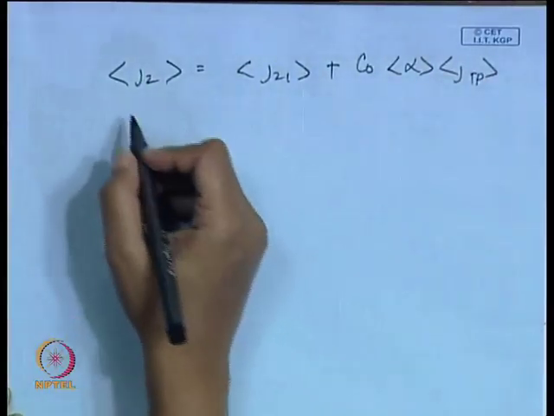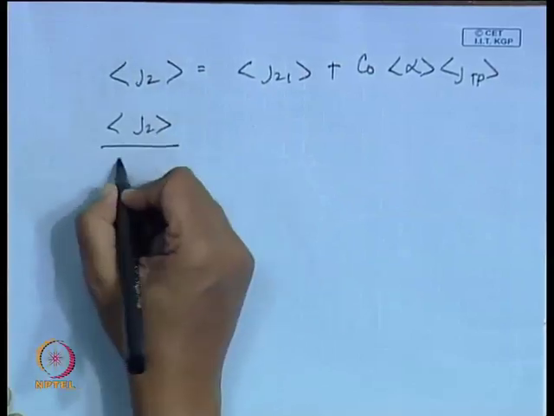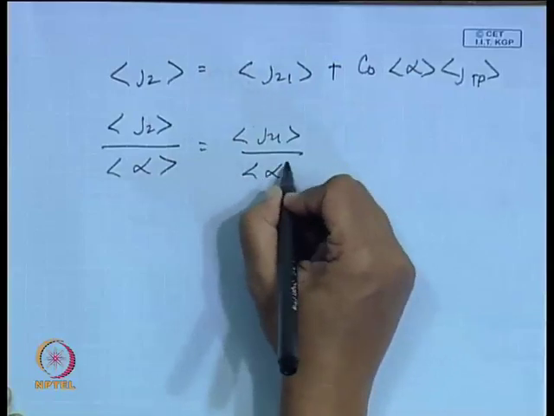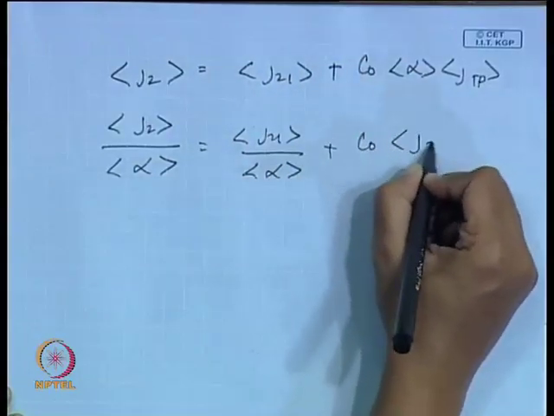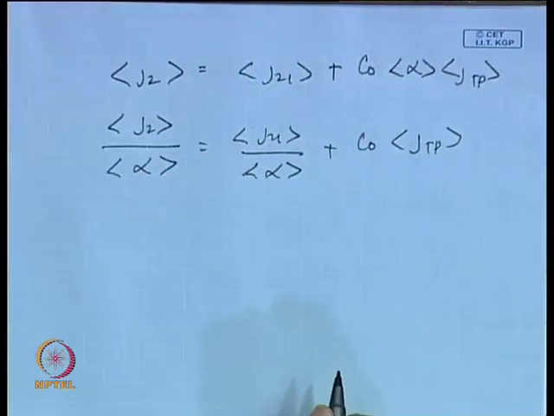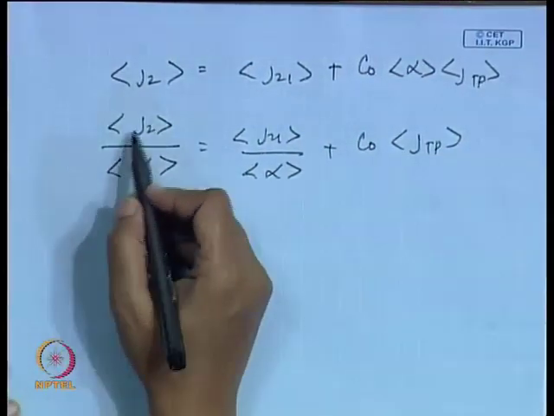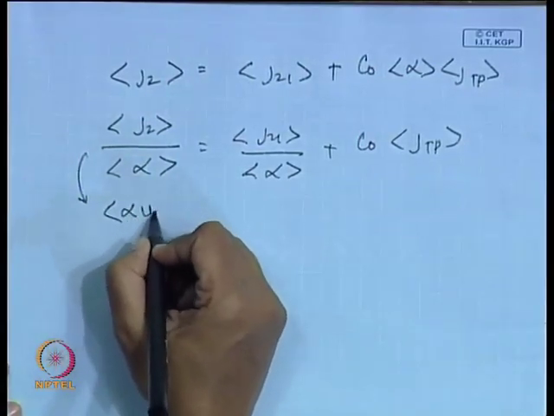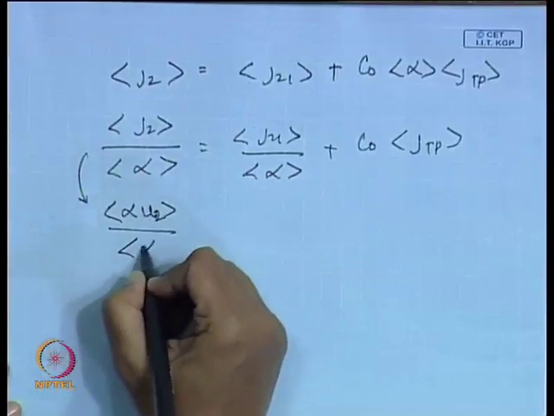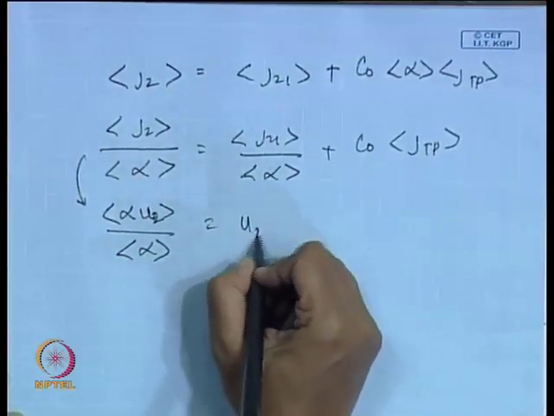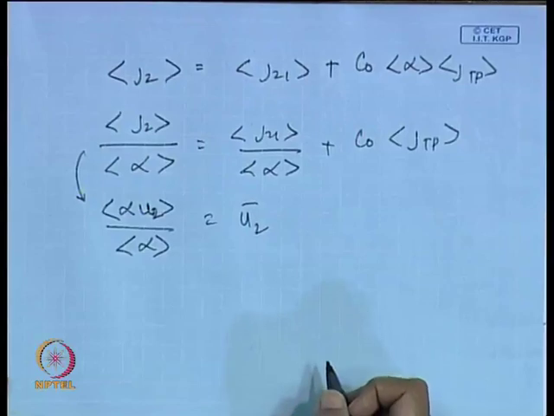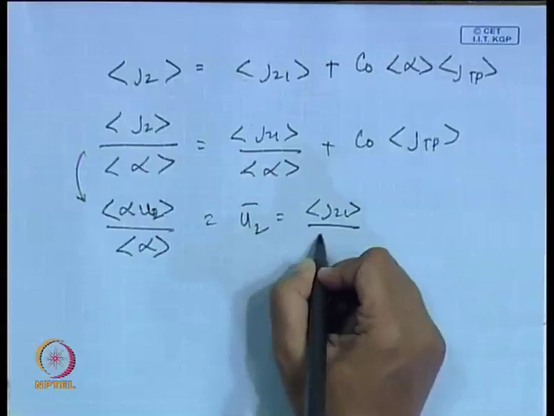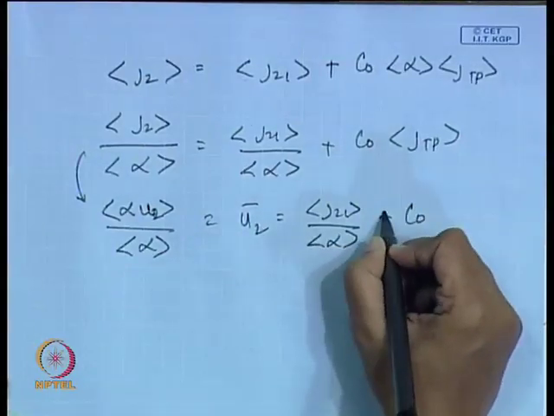Usually, dividing throughout by alpha, what do we get? We get something of this sort, where we know this particular term. What is this? This is nothing but alpha u2 by alpha, which is nothing but u2 bar, the weighted mean velocity as I have already defined. And so, u2 bar equals J21 by alpha plus C0.